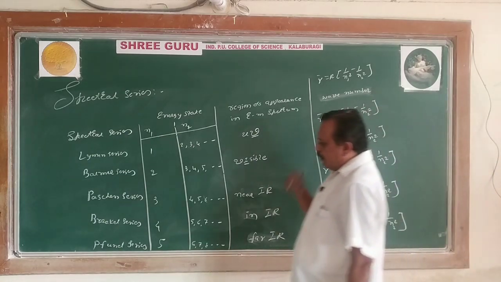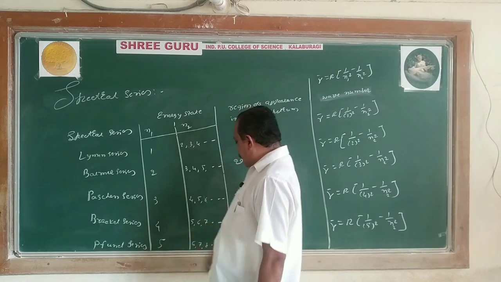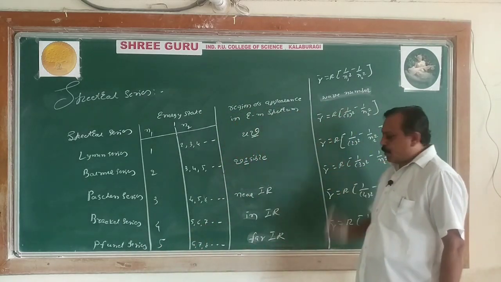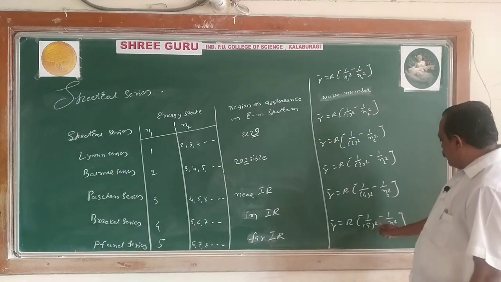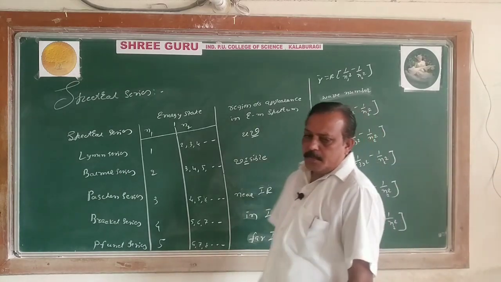Finally, when the electron jumps from any higher orbit to the fifth orbit, we get the Pfund series. It appears in the far infrared region of the electromagnetic spectrum, and its wave number nu bar equals R into 1 by 5 square, that is 1 by 25, minus 1 by n2 square. Now this is our spectral series.